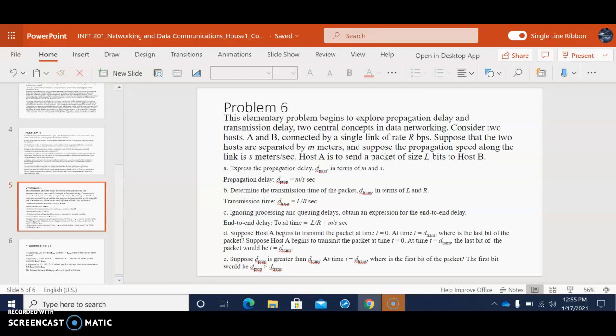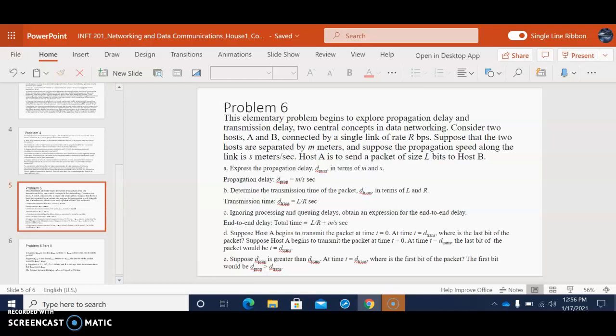It's asking us about the two hosts A and B, since it begins with propagation delay and transmission delay as the two central concepts, and A and B are connected by a single link of R bits per second. Now, they're asking if the two hosts are separated by m meters, and the propagation speed along the link is s meters per second. Host A is to send a packet of size L bits to host B. Now, in part A, they're asking for the propagation delay in terms of m and s.